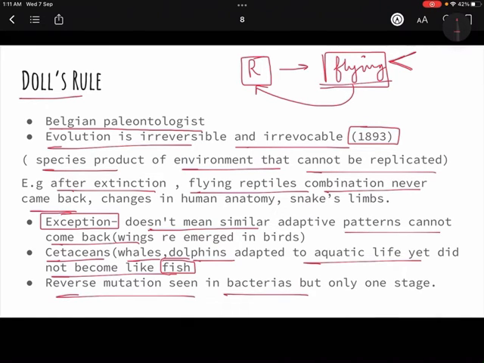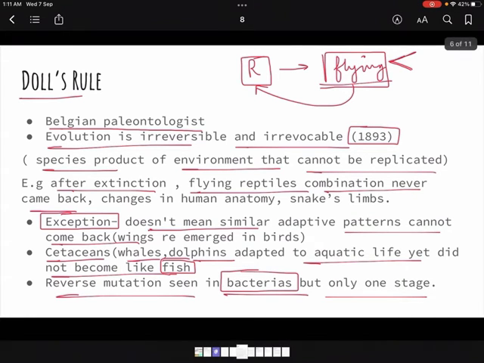And reverse mutation is seen in bacteria, but only one stage. Now he said that you cannot revoke or reverse the evolution, but in bacteria, reverse mutation is seen, but that is also seen for only one stage. So now we can conclude by saying that Dollo's rule was not very empirically tested, and it was a little haphazard, and it did a lot of descriptive generalization. It was not scientific. Okay, so this was Dollo's rule.